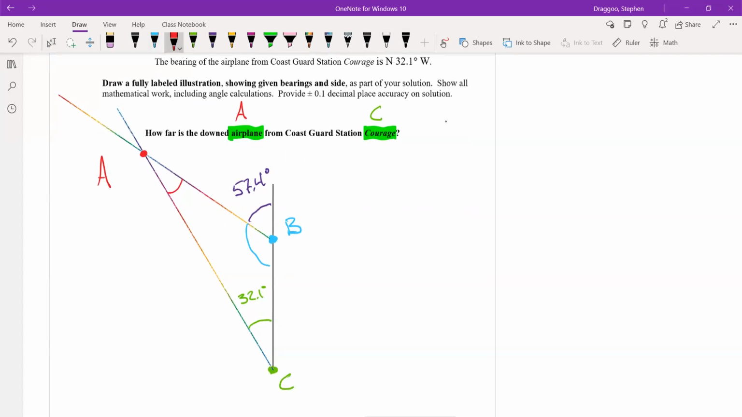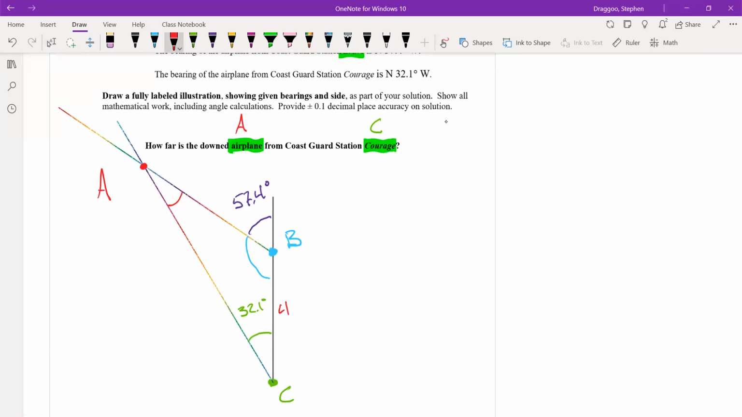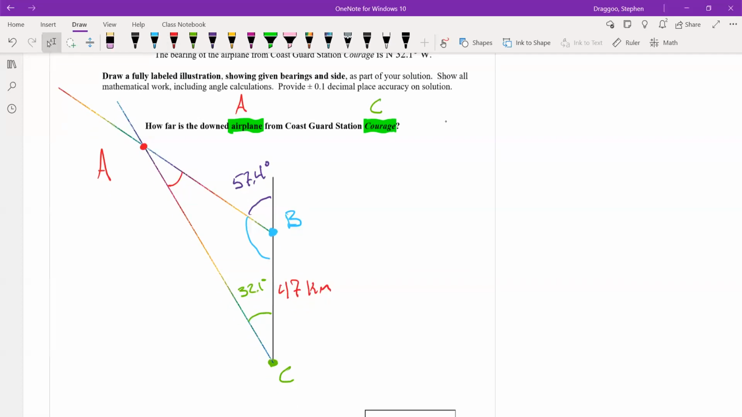Oh, the last thing we have, the distance between our two Coast Guard stations is 47 kilometers. And that distance is opposite angle A, so I'm going to label it in red. But ultimately, the thing that we wanted was the distance between point A and point C, which somewhat counterintuitively is length B. So I want to solve for side B. It's my goal here. In order to do that, I need to know all my angles first, because I'm going to want to use the law of sines, which means I've got to get angle B.